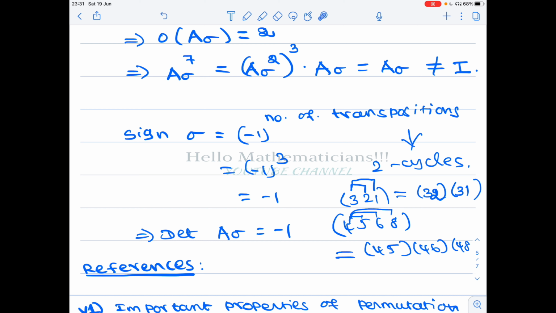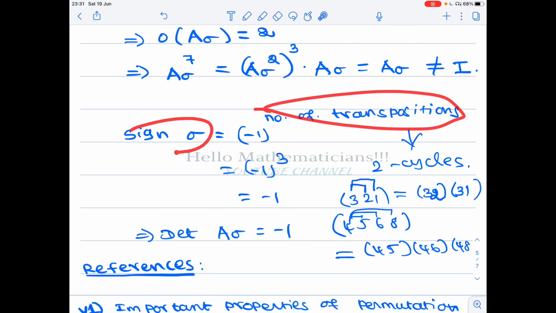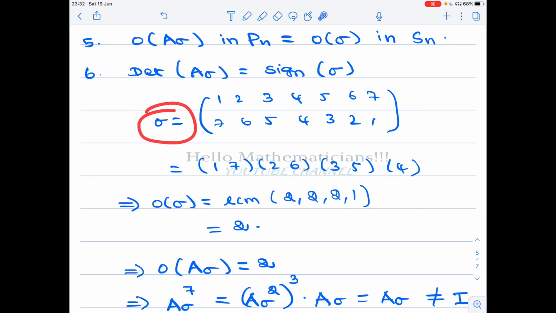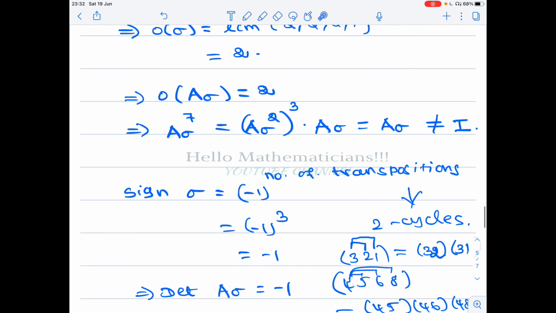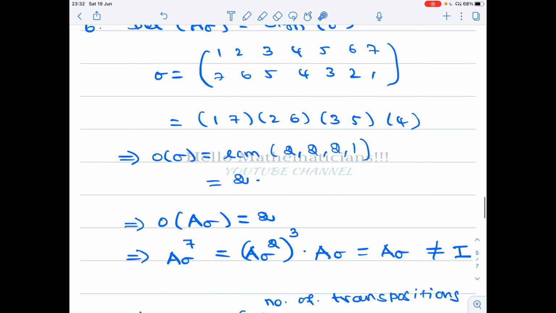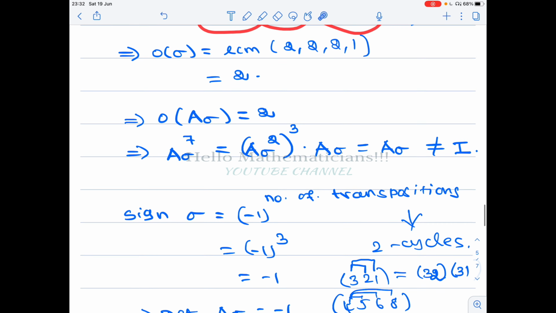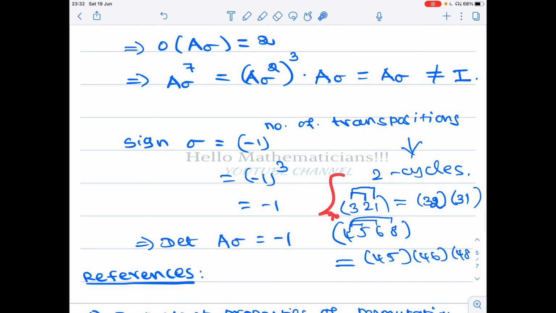Now you look at, (-1) to the power of the number of transpositions will give the sign of sigma. So for this permutation there are three transpositions. Therefore the sign of this permutation is (-1) cubed, which is equal to -1. Here the cycles themselves happen to be 2-cycles, therefore we don't need to do these kind of things.